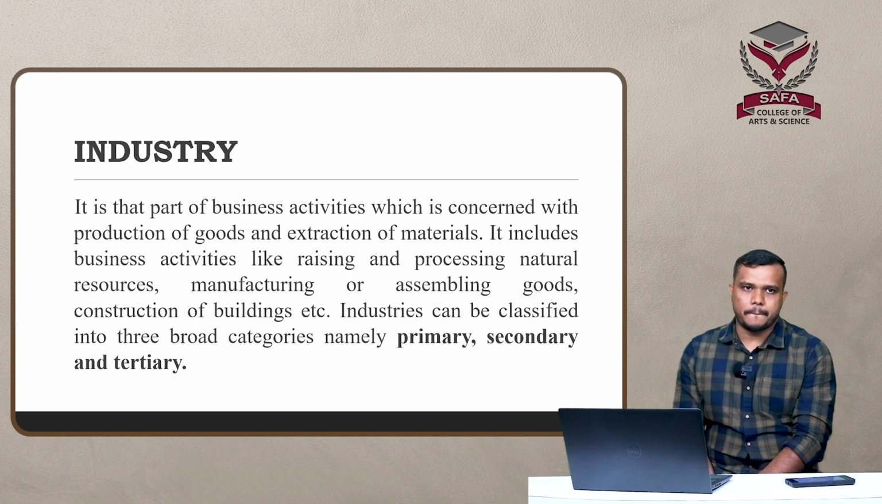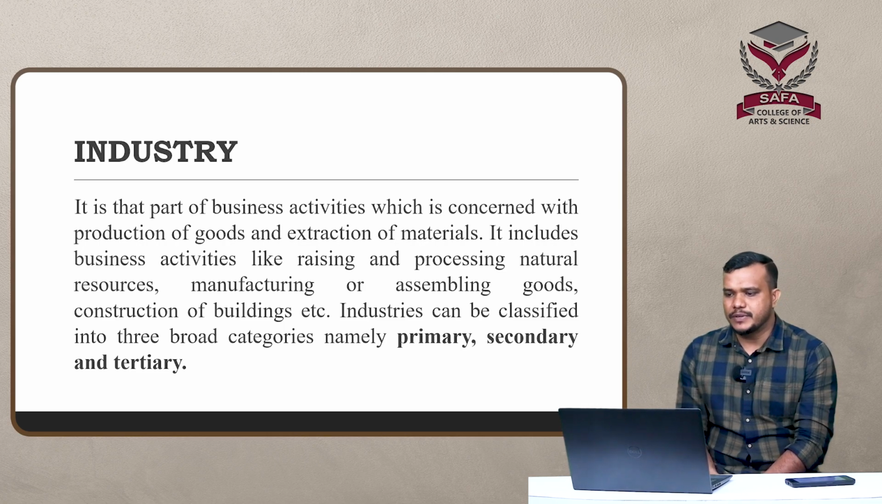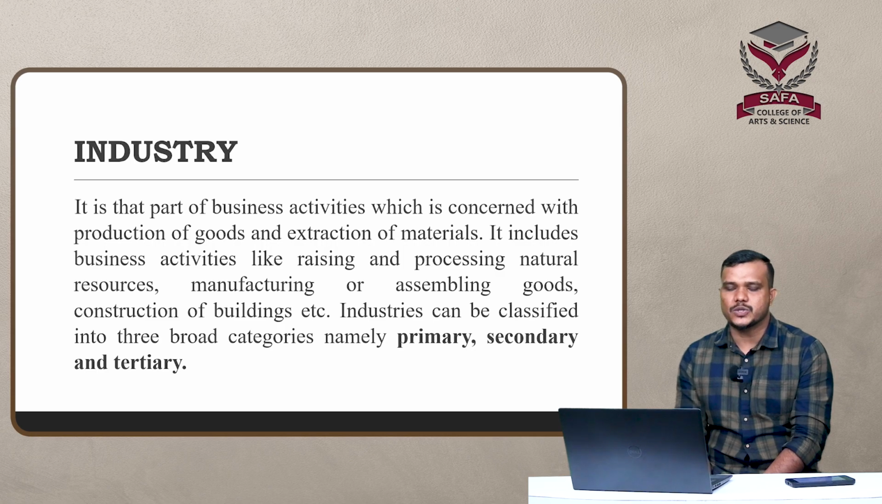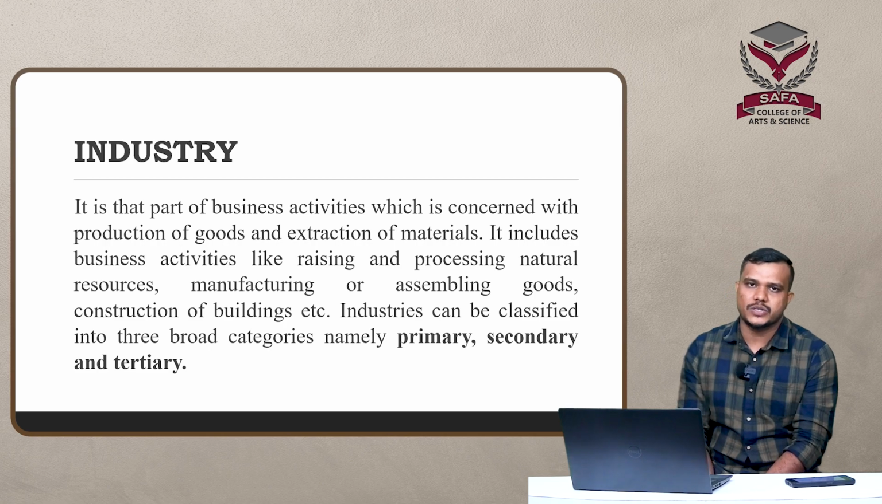So what is industry? Industry is the part of business activities which is concerned with the production of goods and extraction of materials. It includes business activities like raising and processing natural resources, manufacturing or assembling goods, construction of buildings, etc. Industries can be classified into three broad categories, namely primary, secondary and tertiary.